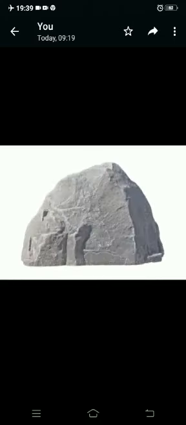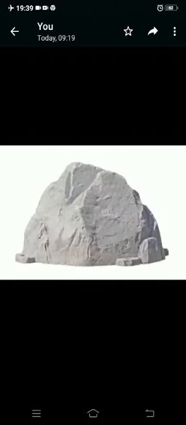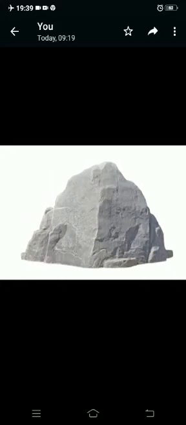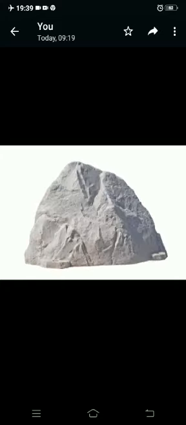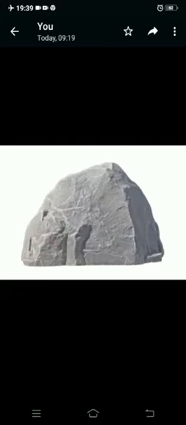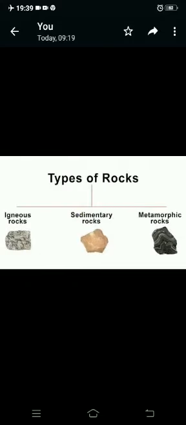The Earth's crust is made up of various types of rocks. Any natural mass of mineral matter that makes up the Earth's crust is called a rock. Rocks can be of different color, size and texture. There are three major types of rocks: igneous rocks, sedimentary rocks, and metamorphic rocks.